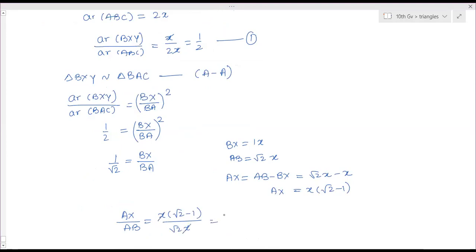This is cancelled. Root 2 minus 1 by root 2. This is the ratio we got, but the denominator is irrational. So rationalize it. 2 minus root 2 by 2 is the ratio.